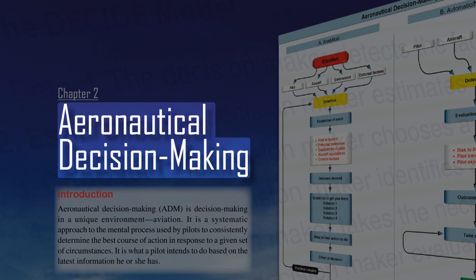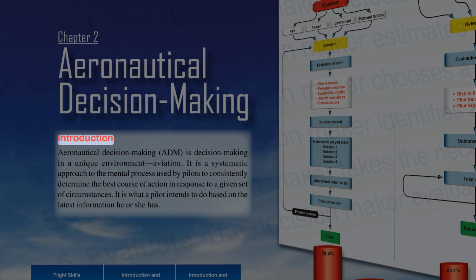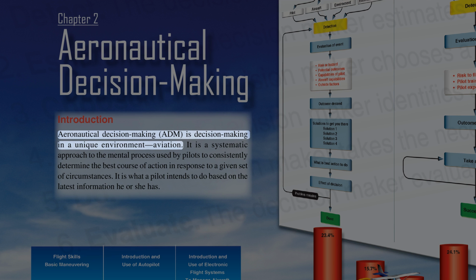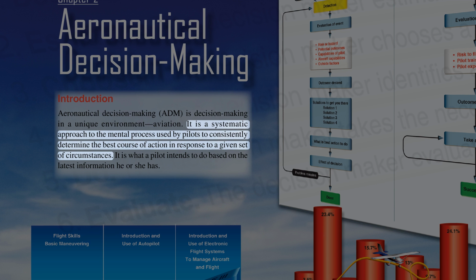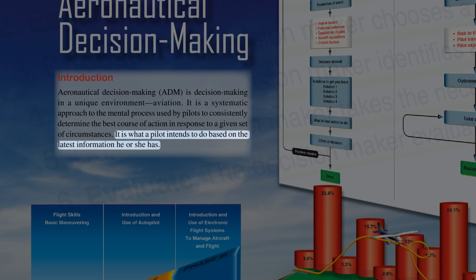Chapter 2. Aeronautical Decision-Making. Introduction. Aeronautical decision-making, ADM, is decision-making in a unique environment, aviation. It is a systematic approach to the mental process used by pilots to consistently determine the best course of action in response to a given set of circumstances. It is what a pilot intends to do based on the latest information he or she has.